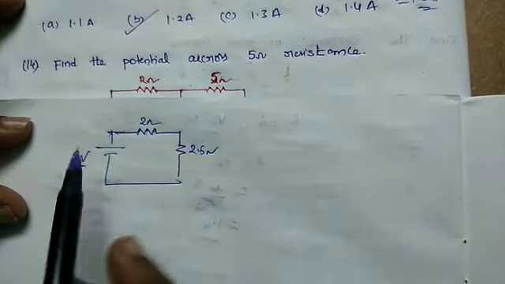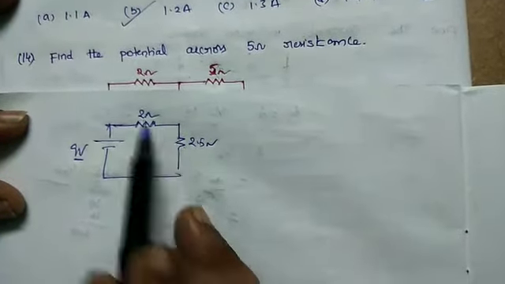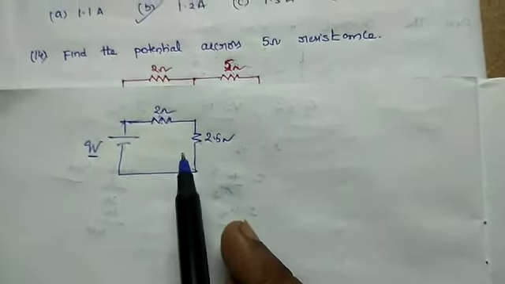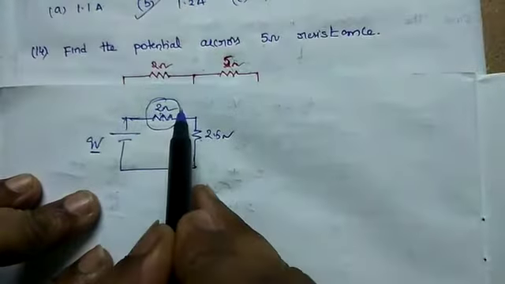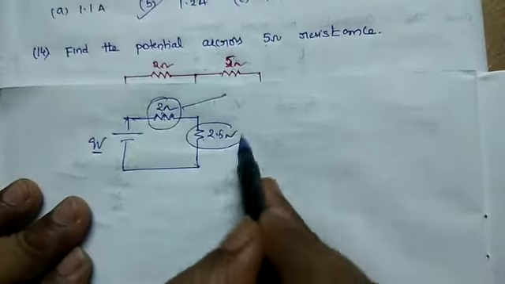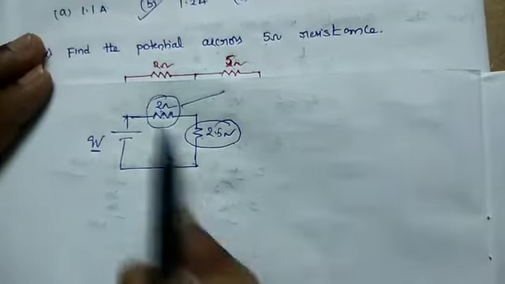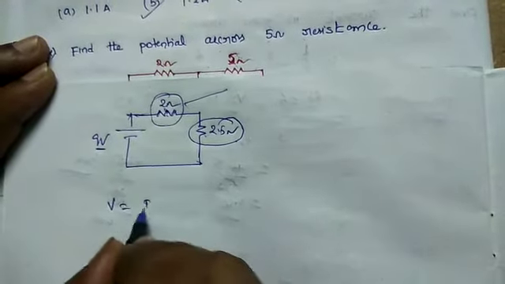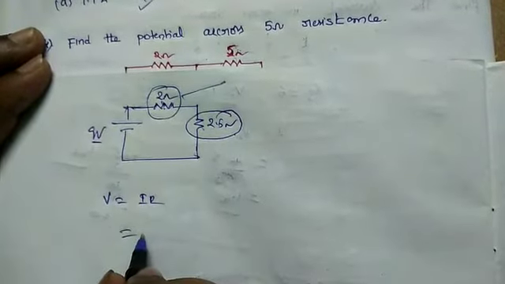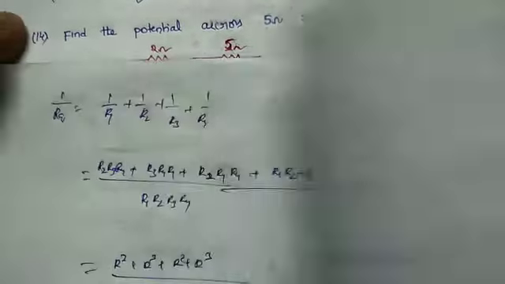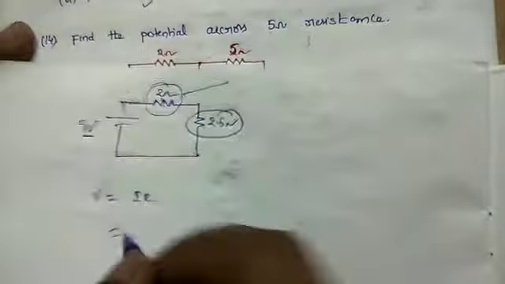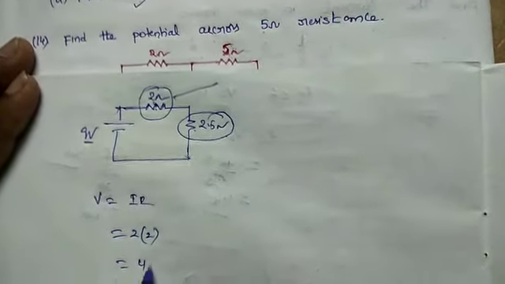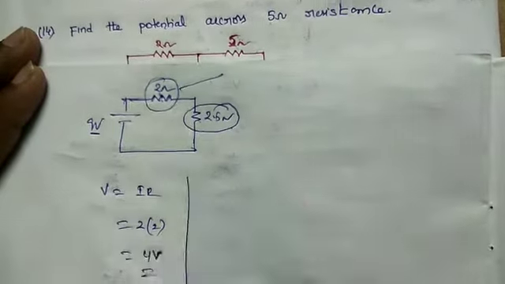So here 9 volts V. These two are in series, which means current is the same but voltage is different. These 2 ohms carry some potential difference. These 2.5 ohms carry some potential difference. So first of all, what is the potential difference across these 2 ohms? V is equal to IR. I we have to find, how much? 2 amps. Am I right? 2 into 2, how much? 4 volts. This is for 2 ohms.